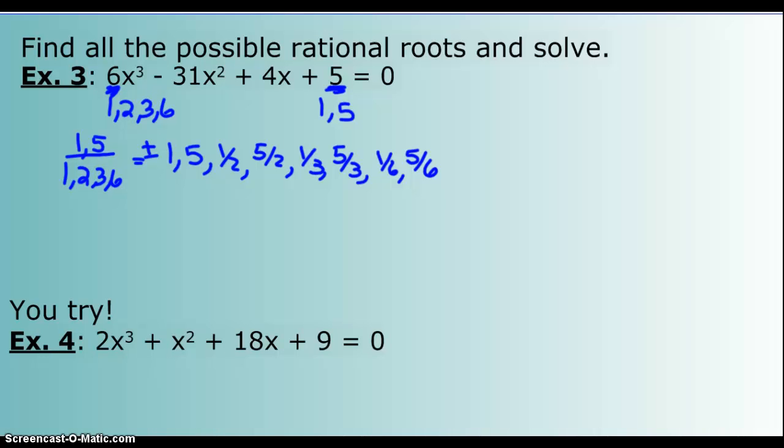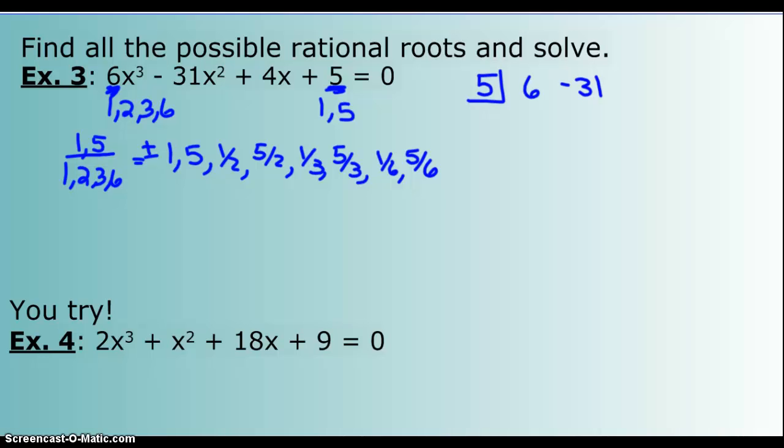You can plug in. If it equals 0, ta-da, you've found it again. Or third, use technology if you've got it and graph it to see where it hits the x-axis. So doing that, I find out that one of my roots is going to be 5. So I'll put that right up here, and we'll do 6, negative 31.